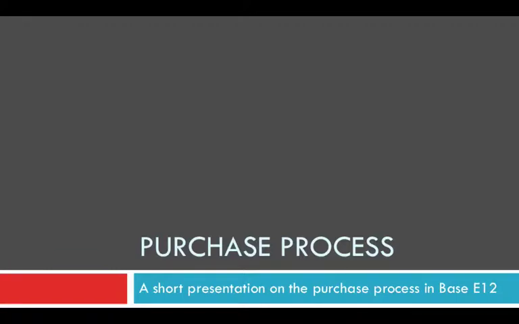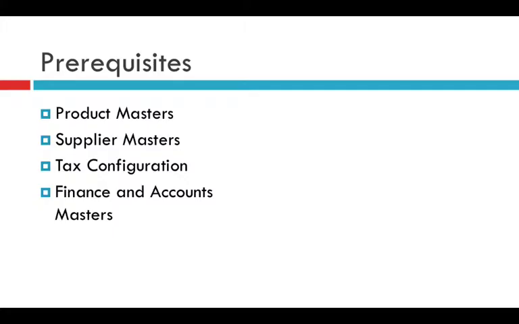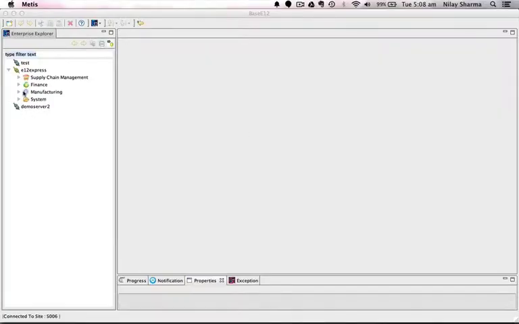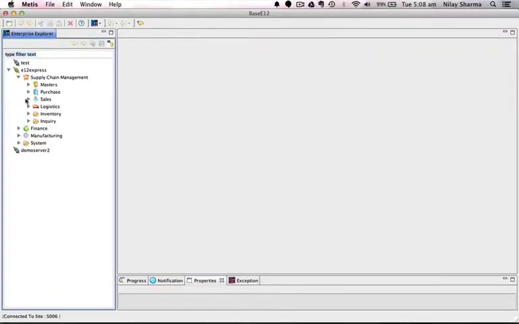This is a short presentation on the basics of the purchasing process in BASE 12. In order to create a purchase order, we need to ensure that the product masters are created, the supplier masters are created, the taxes are configured, and the accounting transactions are configured. If you have the rights for the purchase order, you should be able to navigate to it.